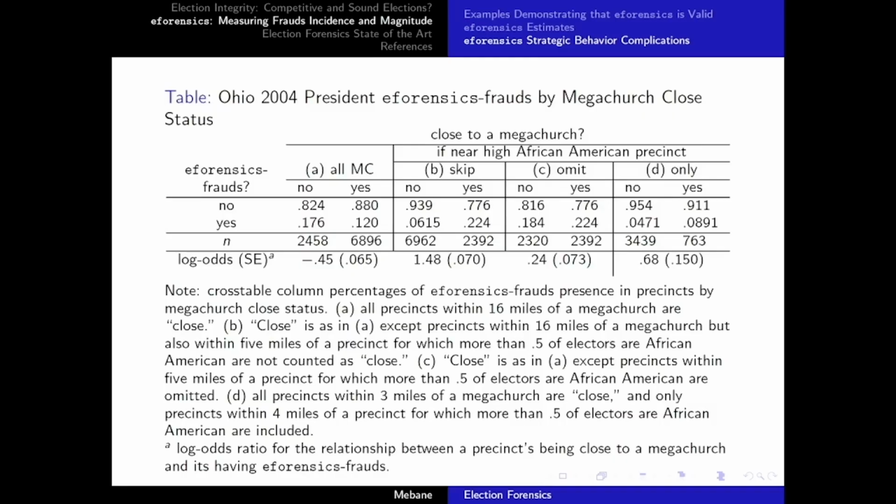Look at the last 4 columns in this table here. You can see the difference here is, was it near a church or not? And did it have frauds or not? And you can see that there's a 0.04 difference increase in e-forensics frauds near a megachurch. And if you do a slightly different calculation for areas near these heavily African-American areas, there's again a 0.04 difference increase in frauds. And these numbers down here tell you it's statistically significant. So you can find that the frauds are related to the presence of these megachurches.